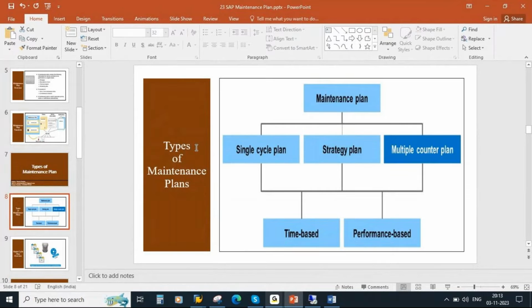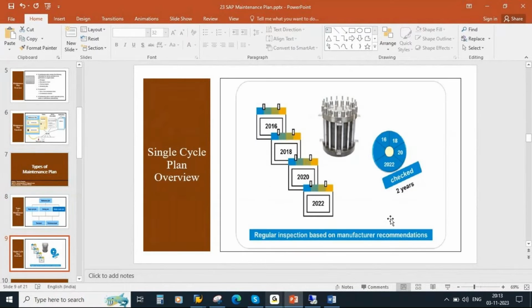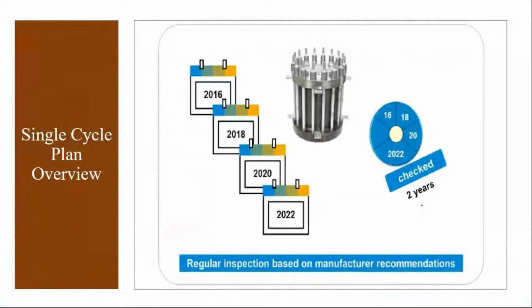So for that you have to generate an order automatically. Okay, so this is the one. Suppose here is a single cycle plan, which means the cycle is 2 years. After every 2 years, I'll come and do the servicing for you. So here the interval is 2 years.